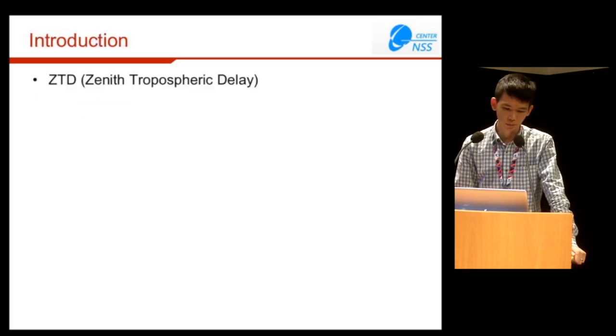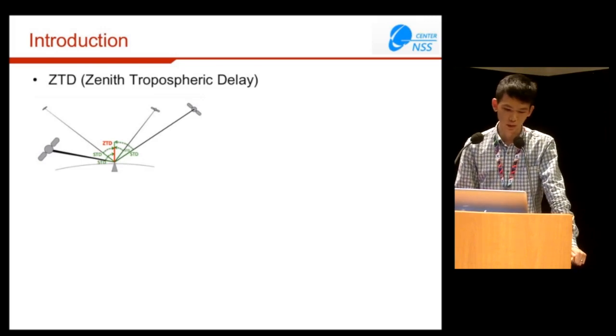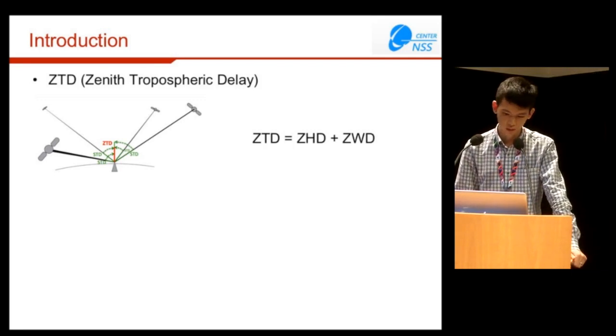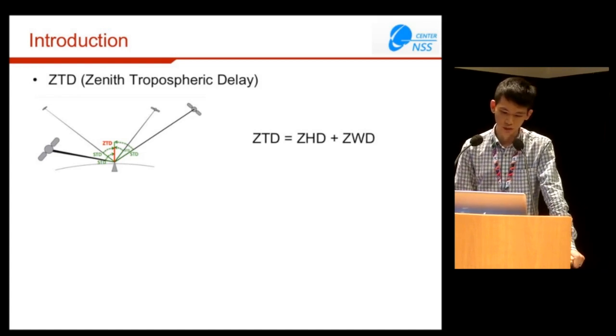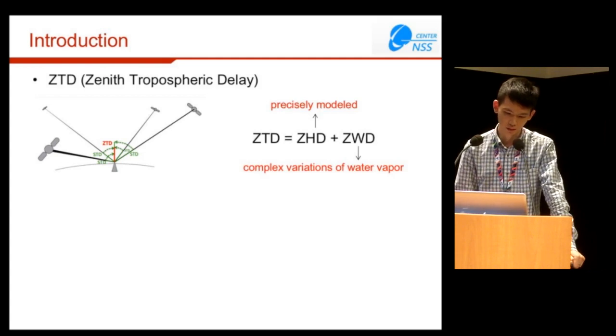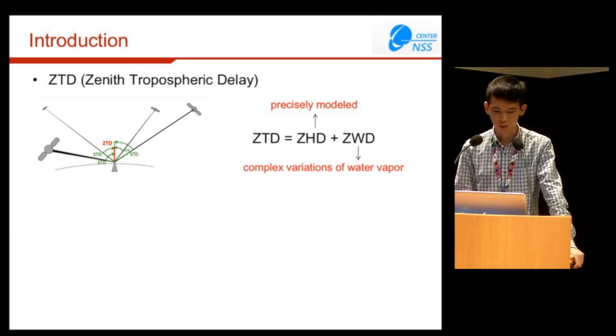As we know, the signal transmitting from the satellite to the ground receiver will be delayed by the troposphere. In GNSS data processing, we generally map the slant delays into the zenith direction, which we call ZTD. ZTD can be divided into 2 parts, the hydrostatic part, ZHD, and the non-hydrostatic part, ZWD. ZHD can be precisely modeled, but ZWD, due to the complex variations of water vapor, is harder to model precisely. Why do we need ZTD in real time?